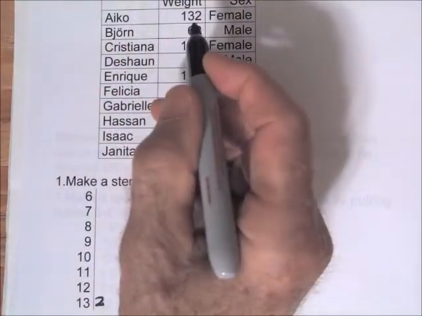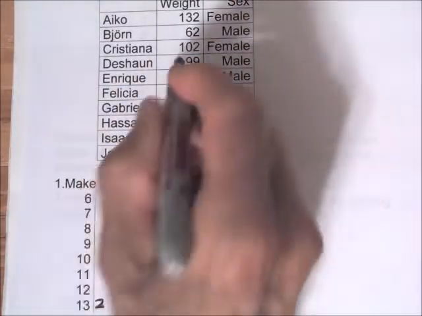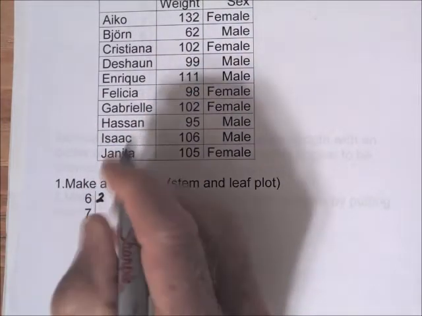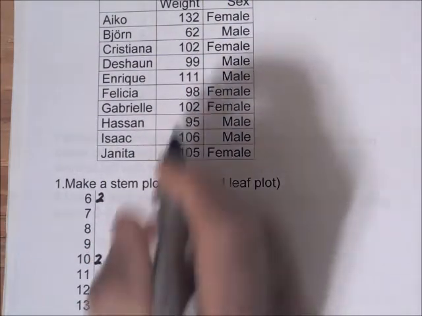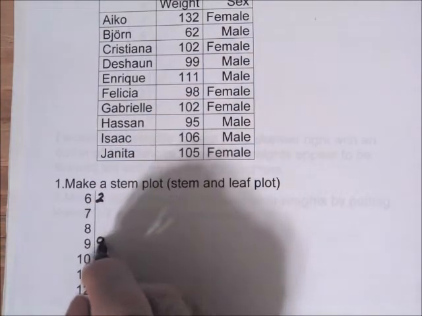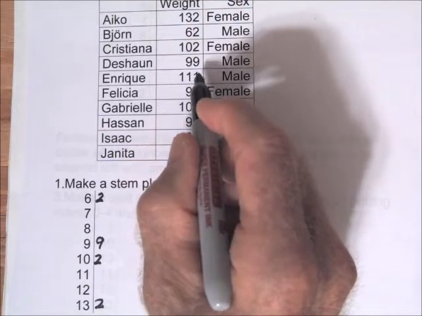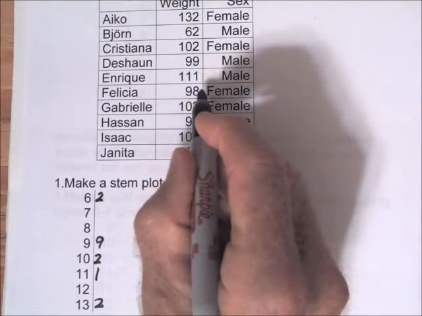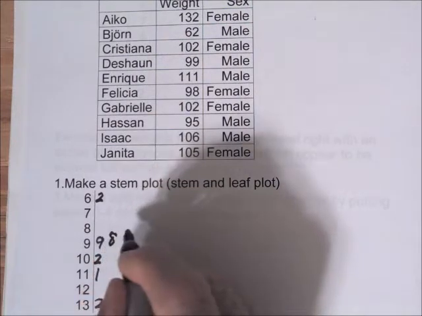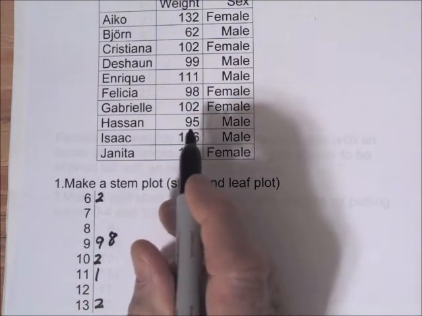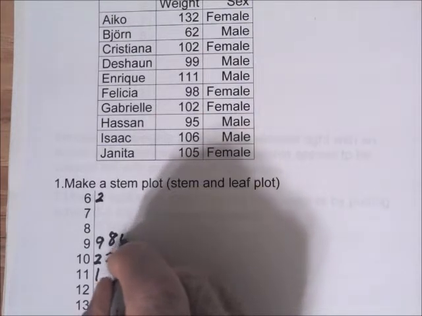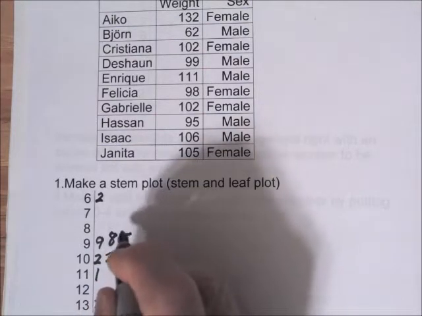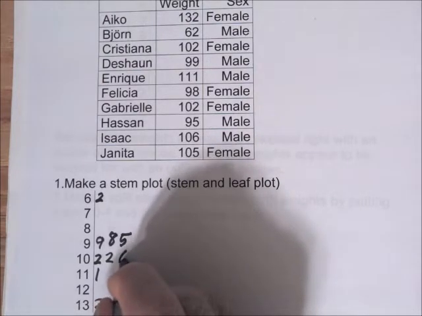And then for Bajoran, we're going to put a 2 in row 6, and that represents 62. Christiana, a 2 in row 10. Deshaun, 9 in row 9. Enrique, 1 in row 11. Felicia, an 8 in row 9. Gabriel, 2 in row 10. Hassan, a 5 in row 9. Isaac, 6 in row 10. And Janita, 5 in row 10.